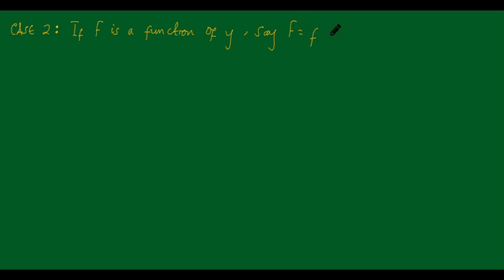So let's represent f as a function in y. So this means f subscript x, which is the same thing as the partial derivative of f with respect to x, must be equal to 0. And f subscript y, which is usually the partial derivative of f with respect to y, is now equal to the total derivative of f with respect to y. And this is because f is a function in y only.